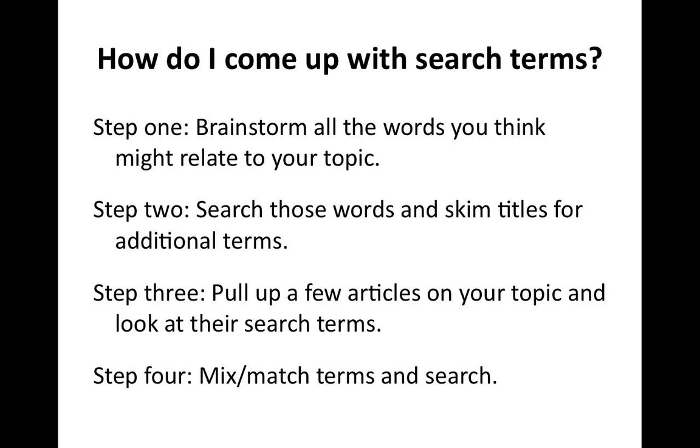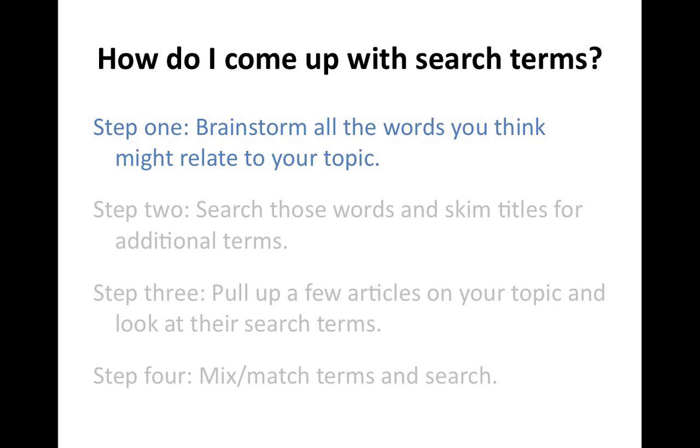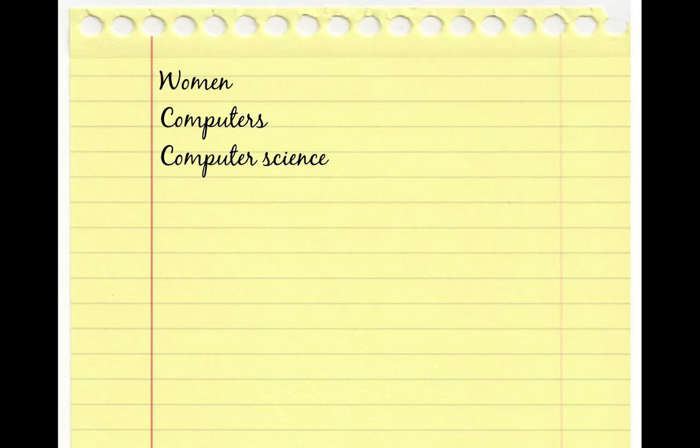Now, I'm going to give you 4 pretty simple steps that, if you go through them, you should be able to come up with a list of really good search terms that you can use for your research. So step 1: brainstorm all the words you think might relate to your topic. Off the top of my head, I'm interested in women in computer science. I have women, computers, computer science. That's all I can think of. That's not going to be enough.